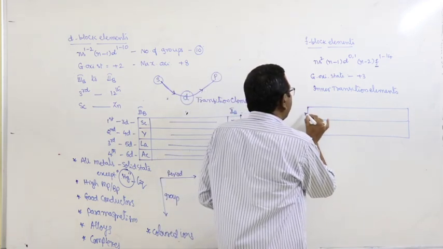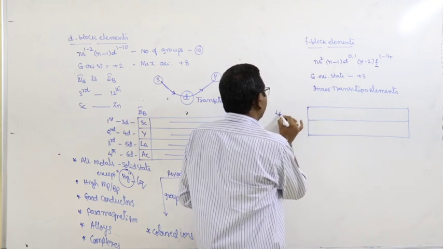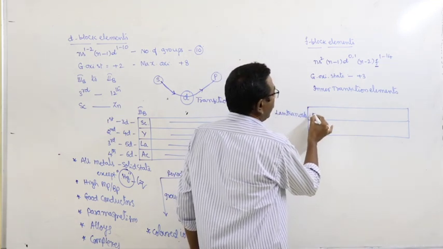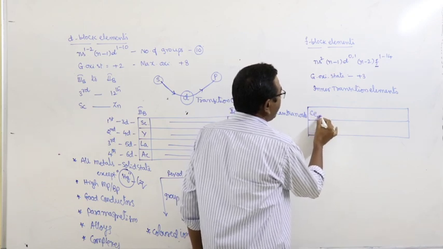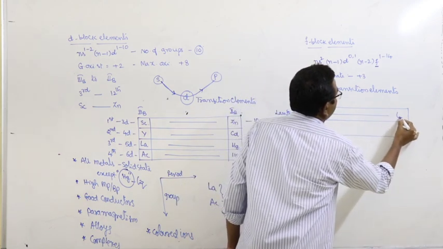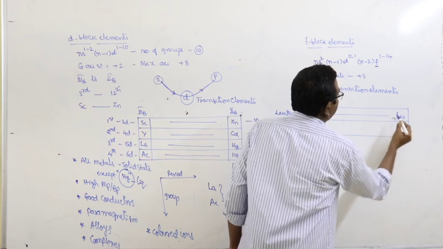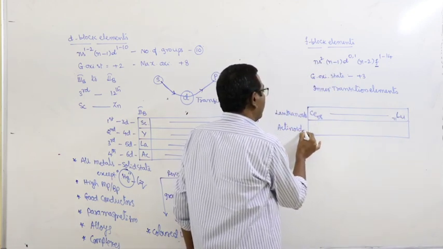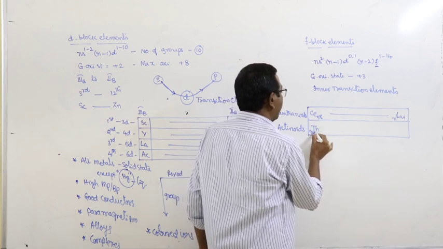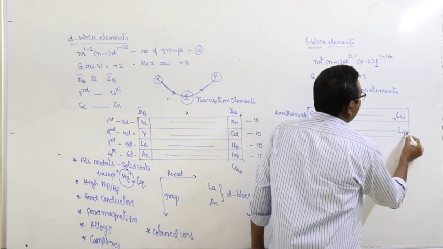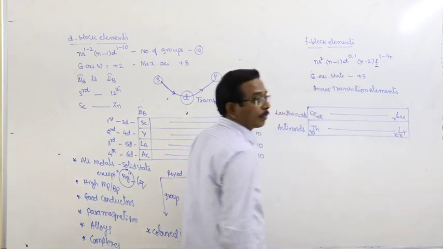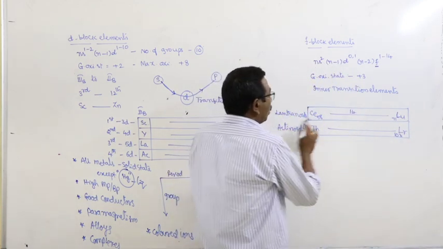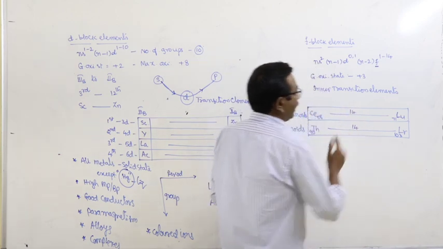And first one, lanthanides. Lanthanoids begin with the element cerium 58 and end with lutetium 71. Actinoids begin with thorium 90 and end with lawrencium 103. Here the total number of lanthanides is equal to 14, and the total number of actinides is equal to 14.